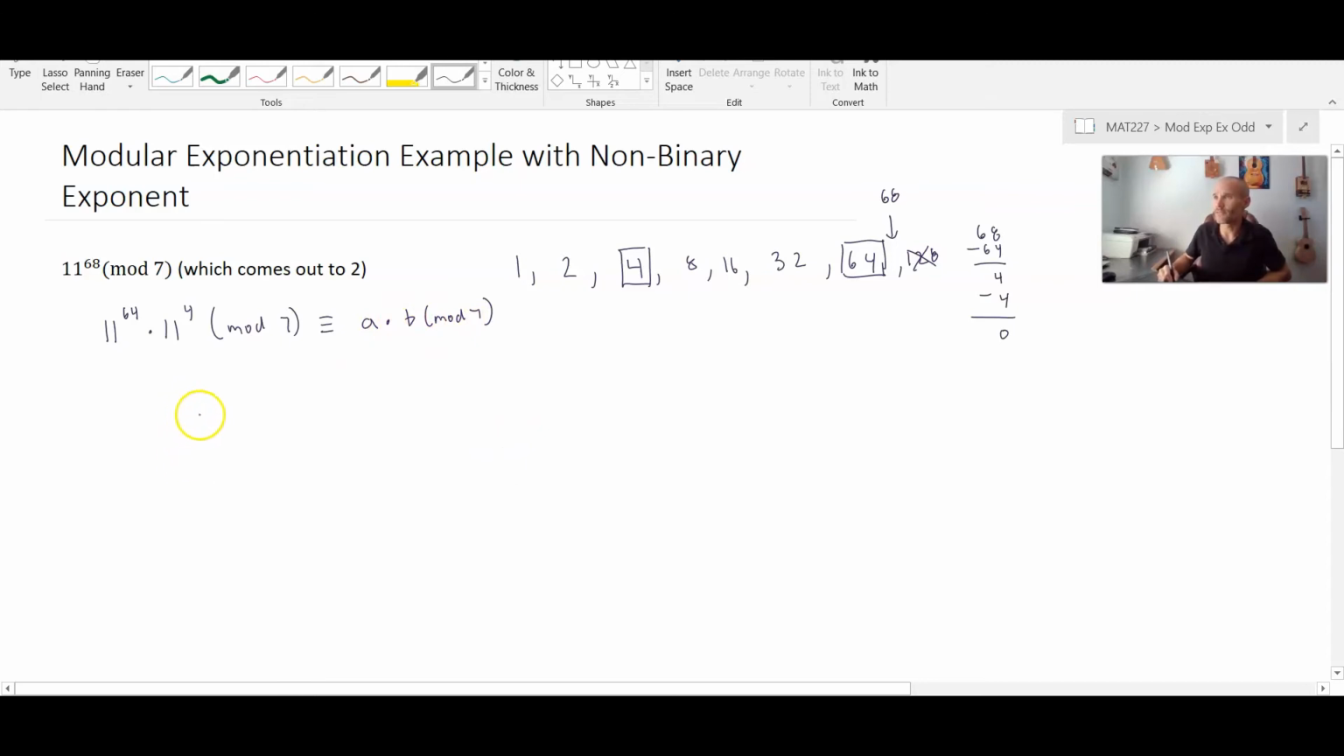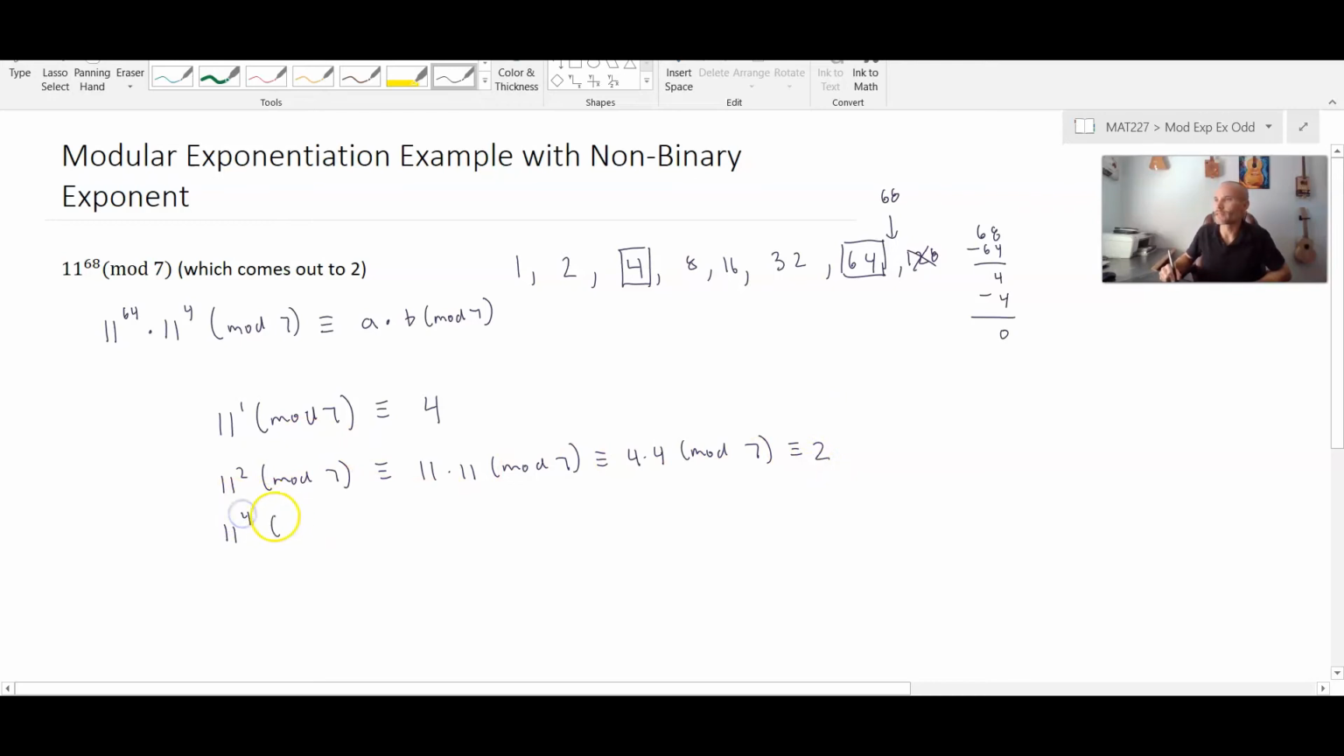So 11 to the 64th mod 7, here we go. We'll start off with 11 to the 1st mod 7, which is congruent to, well, 11 divided by 7 leaves a remainder of 4. And now we can work our way up to 11 squared mod 7, which is congruent to 11 to the 1st times 11 to the 1st mod 7, which is congruent to 4 times 4 mod 7, which comes out to 2. And we'll double that again.